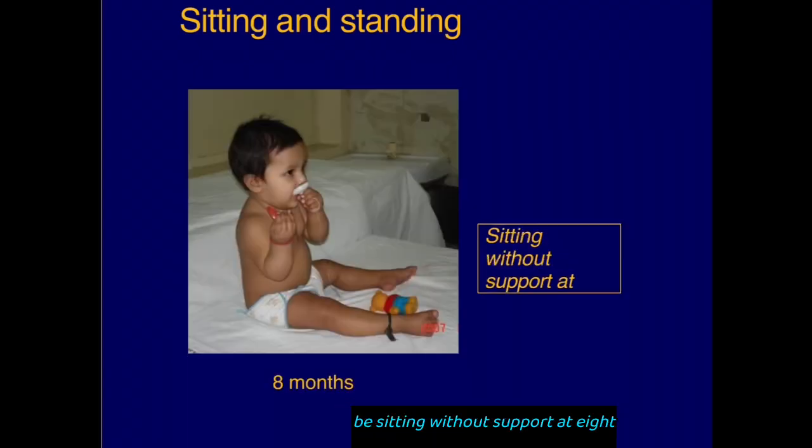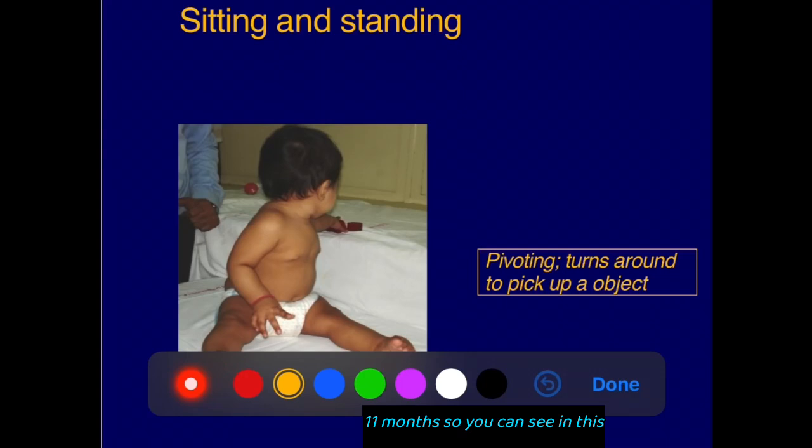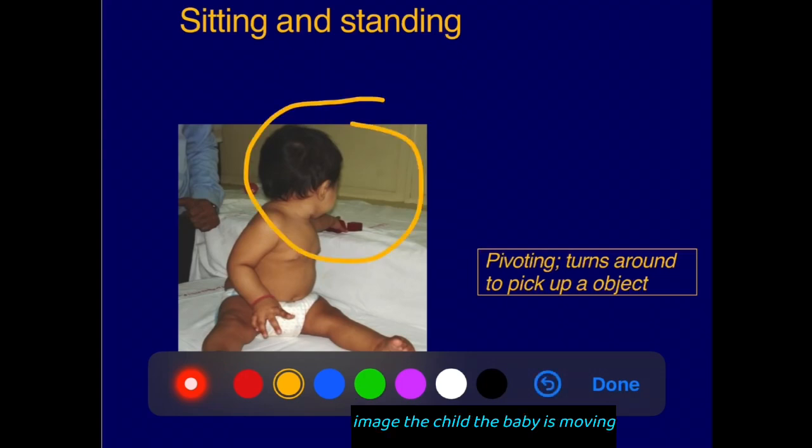So the baby will be sitting without support at 8 months. So baby will be turning towards the object to pick the object at 11 months. So you can see in this image the baby is moving backward to take his or her toys, and this is known as pivoting position.